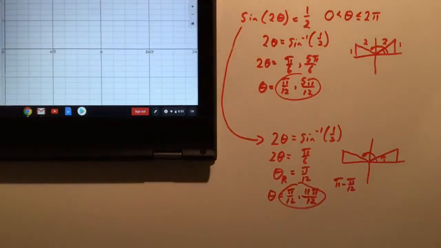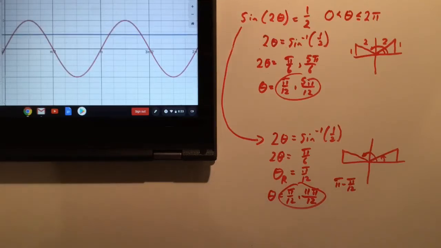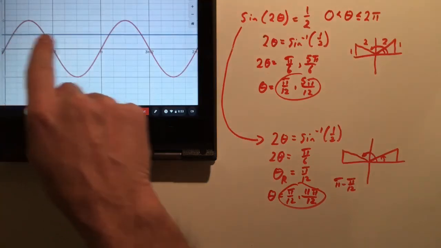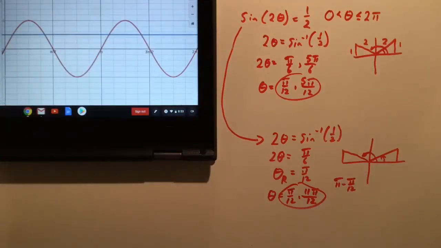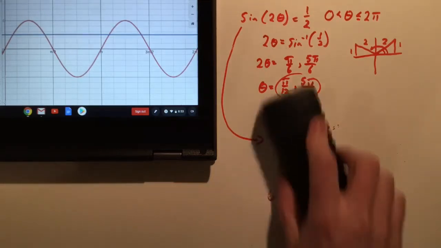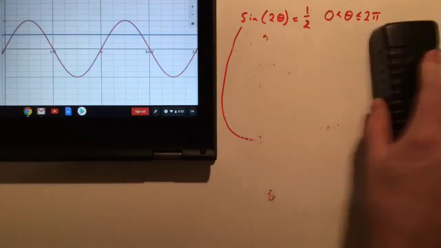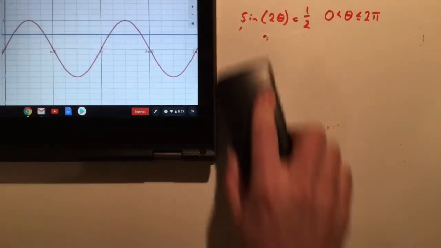Okay, so let's take a look. What does that look like? Here is sine of 2x, and here is y equal 1/2. Hold on a second. 1, 2, 3, 4. 4 solutions. Oh, this is troubling. This is very, very troubling. So that means this is wrong. Well, now that is a bummer.